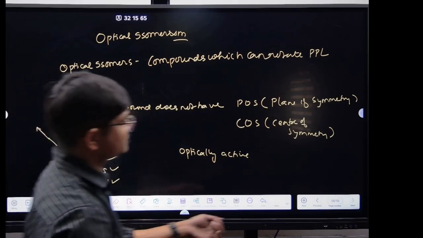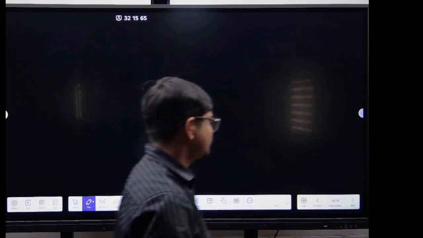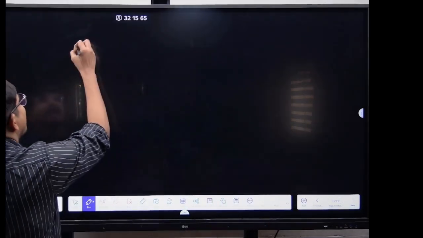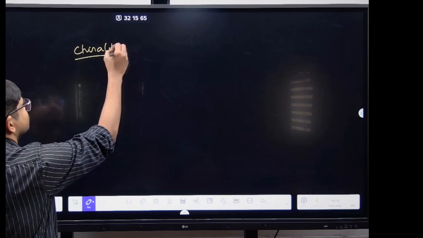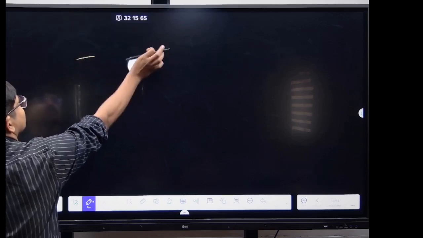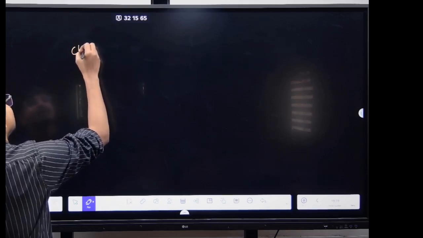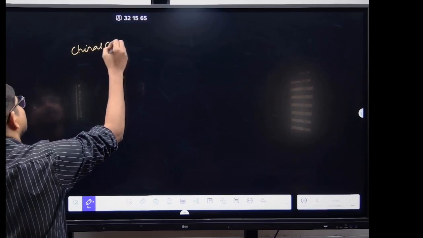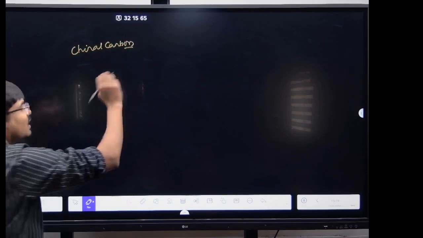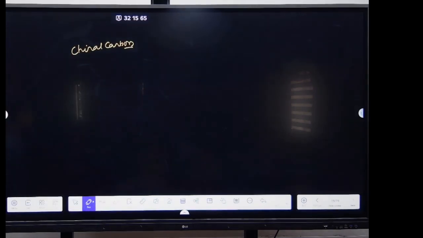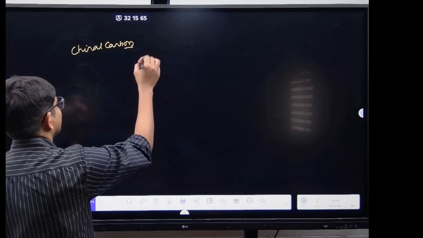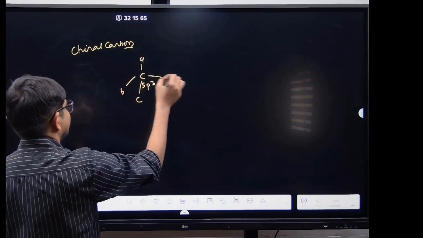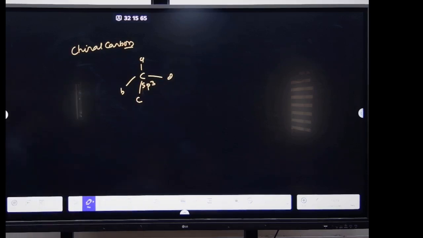Now let us talk about the next topic, that one is chirality. Right? Which compounds are chiral, we talk about chiral carbon. What do we mean by chiral carbon? Chiral carbon means if carbon is sp3 hybridized, then all the groups must be different. Then it will have the chiral center.